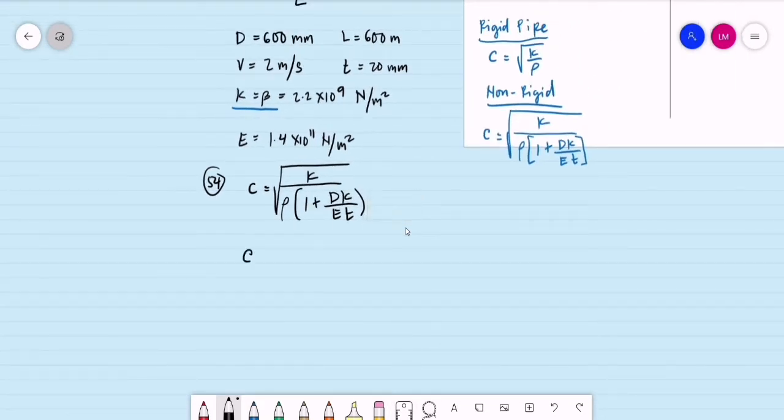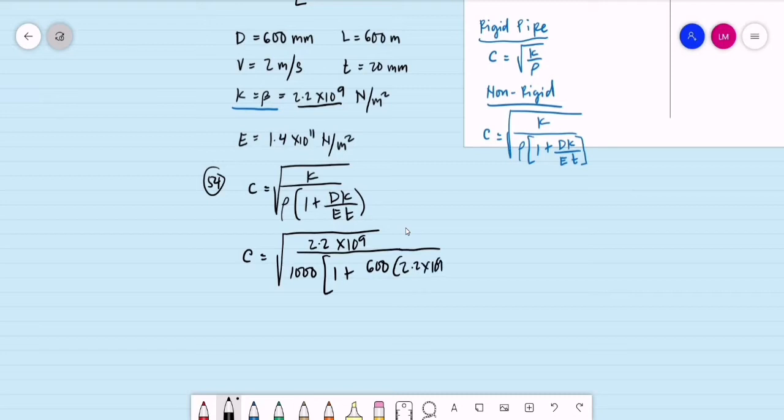So substitute. The celerity is equal to the square root of K. Sometimes it is not given, so please memorize the bulk modulus of water, 2.20 times 10 raised to 9. This is to be divided by the density of water, which is 1,000 kilograms per cubic meter, multiplied by 1 plus, the pipe diameter is 600 mm, bulk modulus 2.20 times 10 raised to 9, divided by the modulus of elasticity of the pipe, 1.4 times 10 raised to 11, then multiplied by the pipe thickness, that is 20 millimeters. Okay, so let's get the velocity of the sound wave, or the celerity.